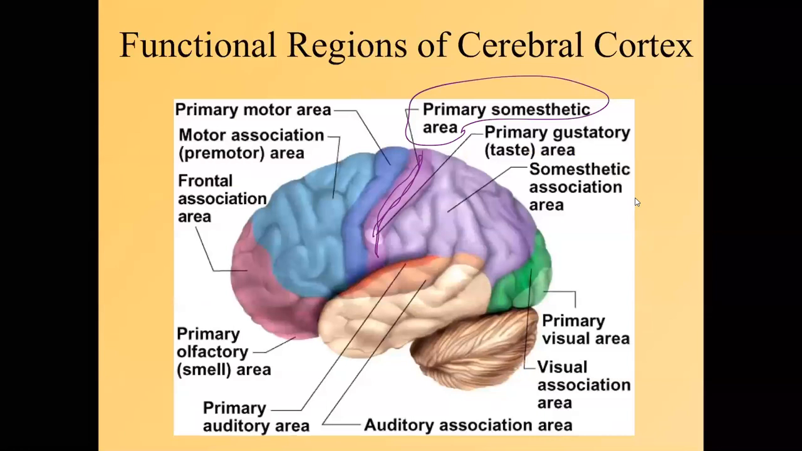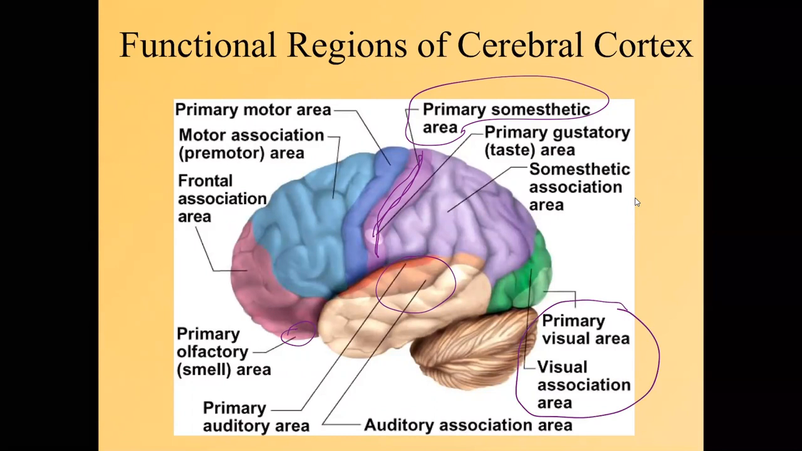Now the special senses are going to go to other places in your brain. Okay, so taste is going to the parietal lobe. Auditory is going to the temporal lobe. Okay, olfactory is up here in the frontal. Okay, the visual stuff all goes to the occipital lobe.